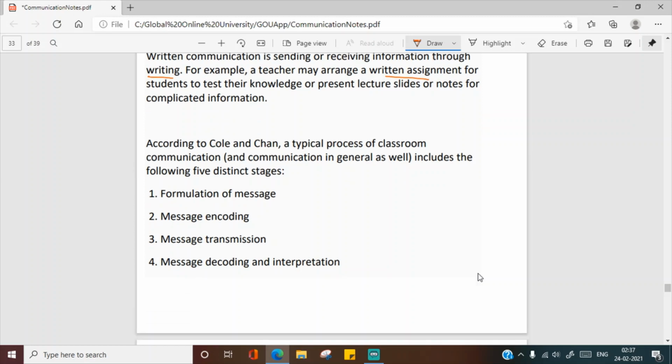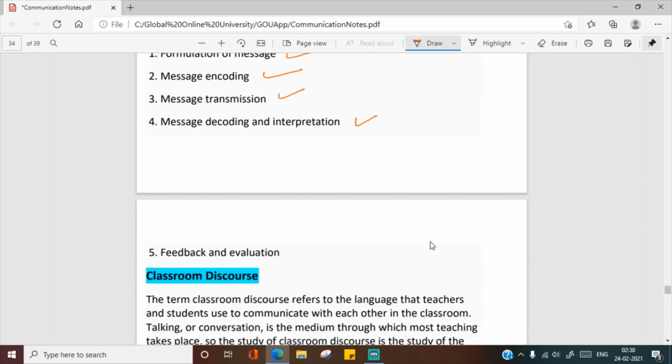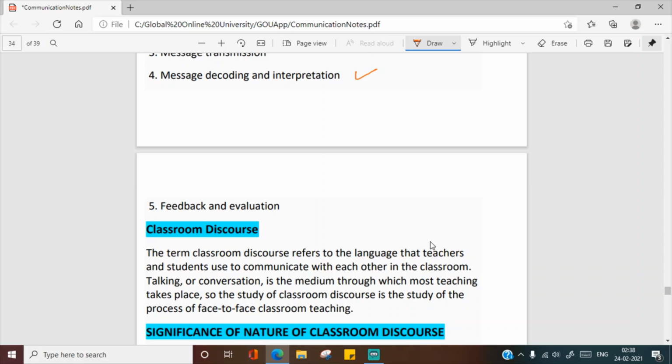So, Cole and Chan is a typical model of communication which has stages: formulation of a message, message encoding. Okay, what is message encoding? Transferring ideas into words. Then, message transmission, how you are transferring the message, whether it is oral or written or body language. Message decoding or interpretation, this is done at the receiver end. And finally, feedback and evaluation. So the student gives the feedback and the teacher acts accordingly.